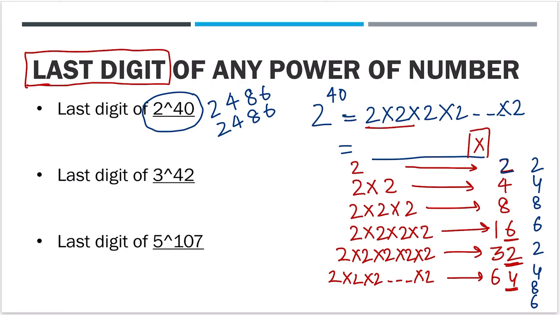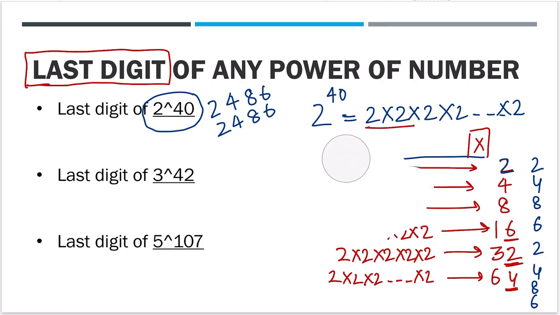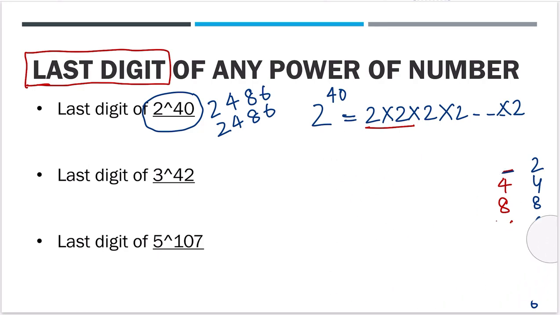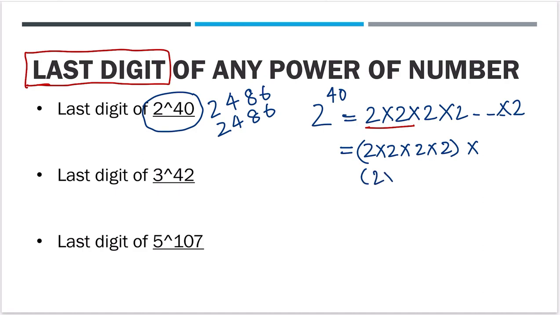Now in this I will just remove this part. Now we know that in every 4, if we make a group of 4, suppose 2 into 2 into 2 into 2, if we make a group, this group, 2 into 2 into 2 into 2, another group, 2 into 2 into 2, another group.